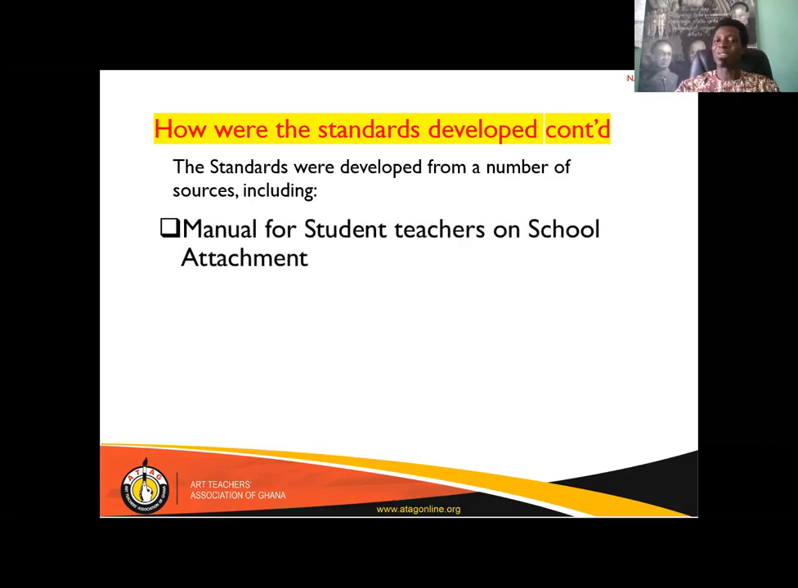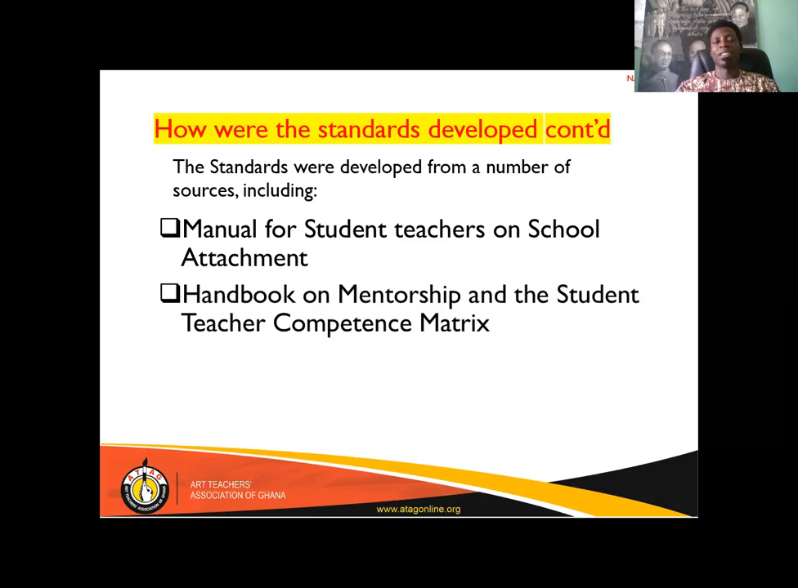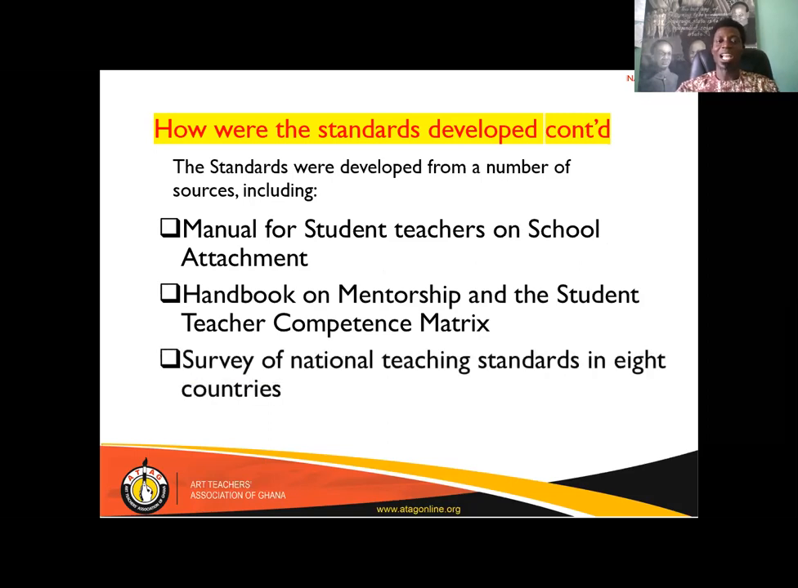They also looked at a manual for teachers on school attachments. In fact, the schools have a manual for attachments, and they also looked at that one to develop the teaching standards. There are also handbooks on mentorship and a student teacher competence matrix. So they looked at those and consulted.